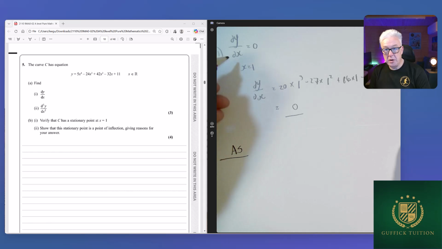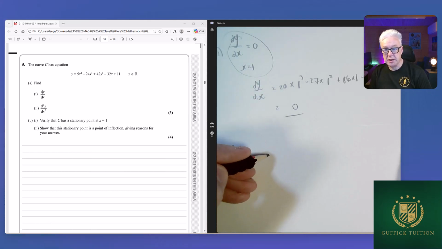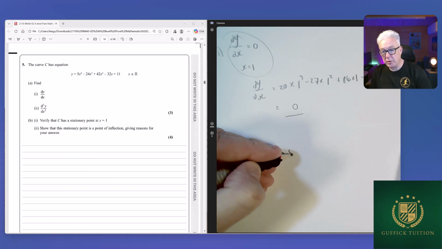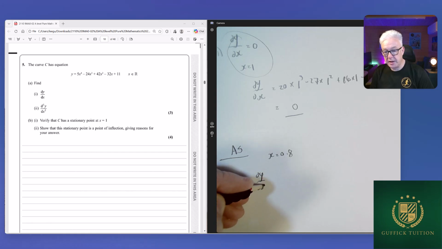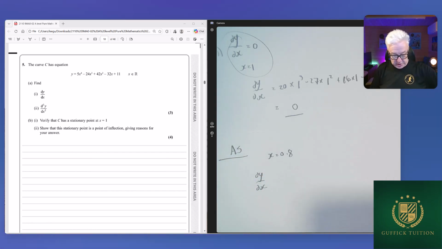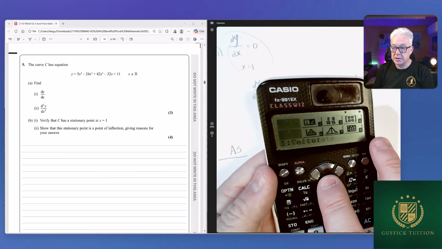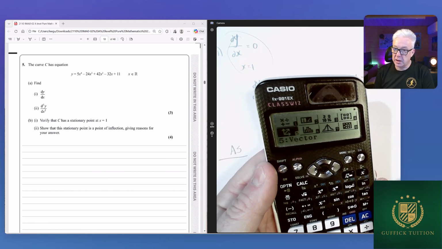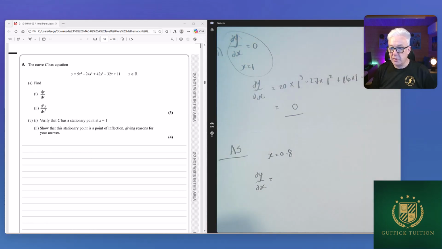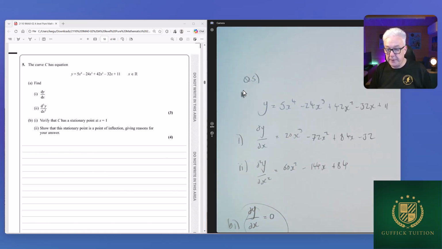We know that dy by dx is 0 when x is equal to 1, so we know we have a stationary point. So let's consider when x is equal to 0.8, a little bit before, and let's see what dy by dx is going to be then. To save time, let me program this into the calculator. Our function for dy by dx is this one here.